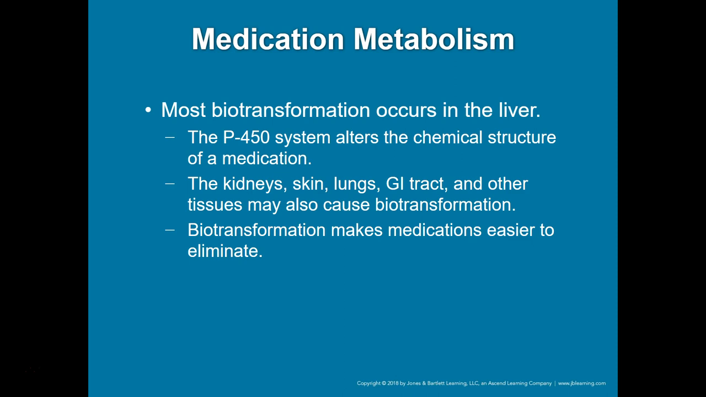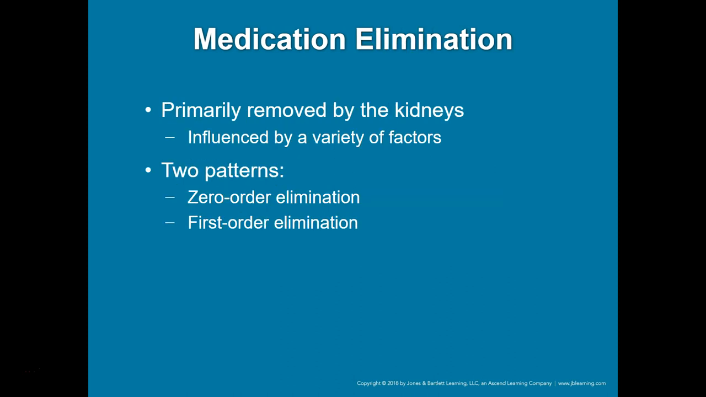Most biotransformation occurs in the liver. This is something that is important here. The P450 system alters the chemical structure of a medication, and the kidneys, skin, lungs, GI tract, and other tissues may also cause some biotransformation, but the kidneys, skin, and lungs are generally used for excretion of the medication. Less biotransformation, more excretion. The liver is our big boy for biotransforming those medicines. That's why if someone has liver failure or cirrhosis, maybe they're super jaundiced, they're not able to break down those medications as well, and they might stay in the body longer because they can't break them down and excrete them. So just know, with people with impaired liver function, be very careful giving them any medicines.